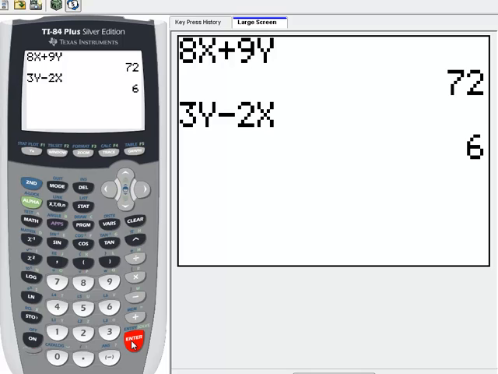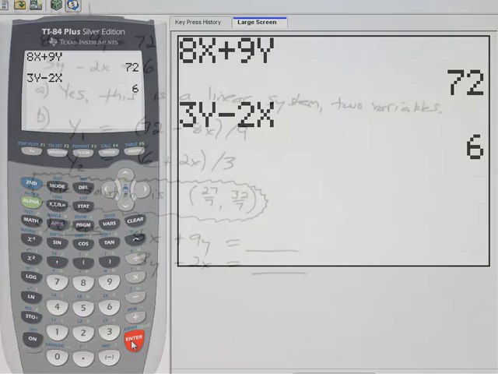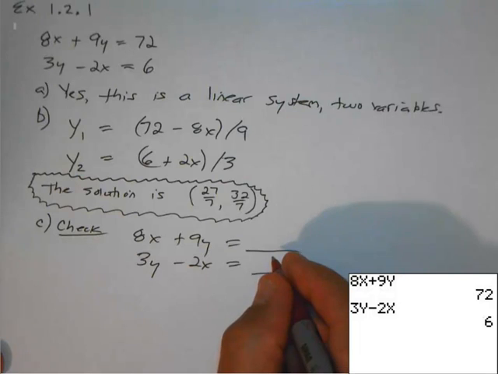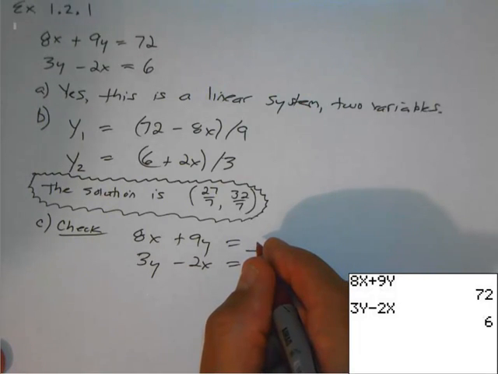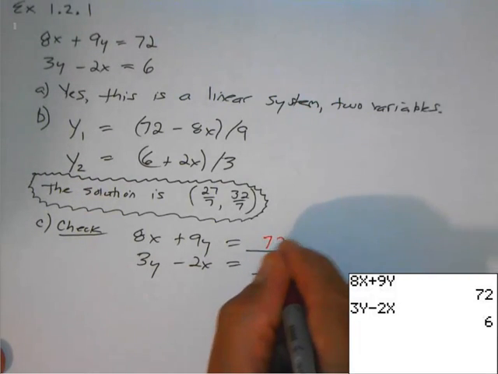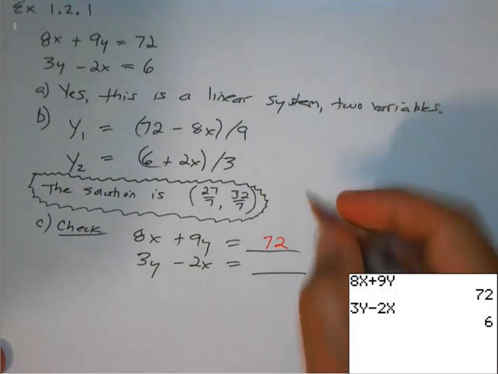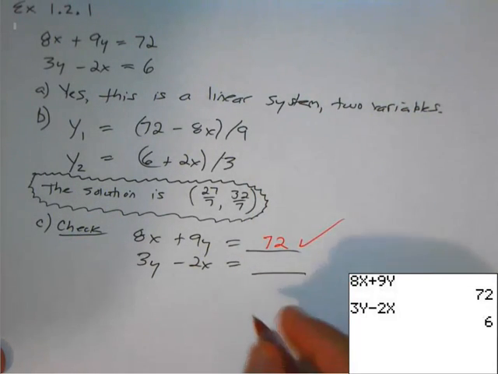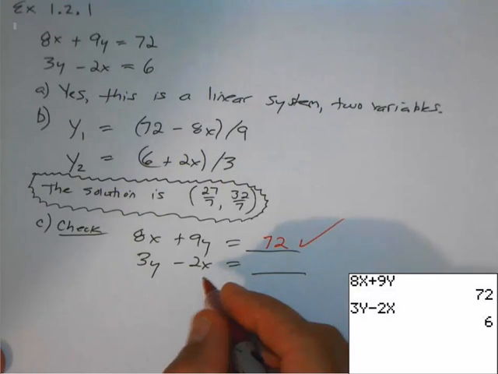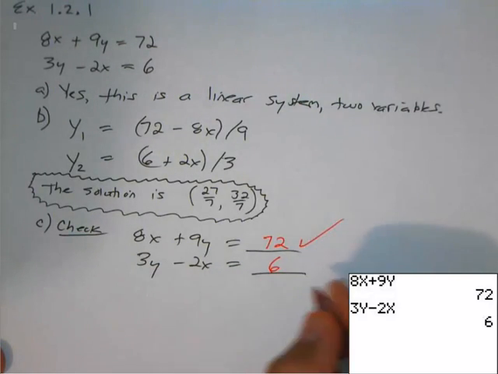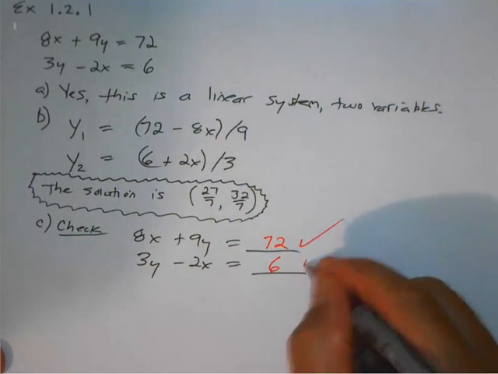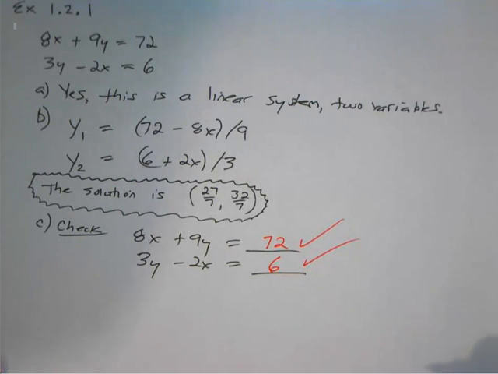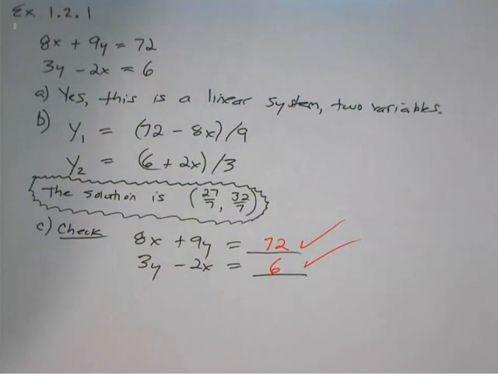Okay, let's record our check that we've got now. So, with the calculator, we have got that 8x plus 9y turns out to be 72, just as in the original equation. That's a check. And 3y minus 2x turns out to be 6, just as in the original equation. That's a check. Alright, there we go. Now, anybody looking at our solution will be pretty convinced that this is indeed correct.